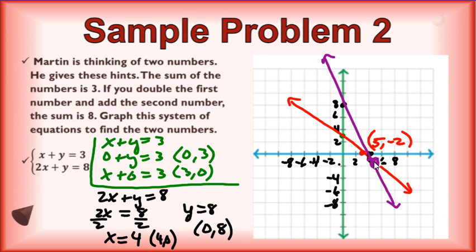So our two numbers would be 5 and -2, which would make sense because 5 plus -2 is 3. 5 times 2 is 10. 10 plus -2 is 8. So our two numbers are 5 and -2.